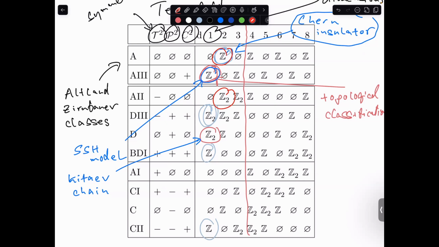And then the other thing we could look at is we could leave the entire tenfold way behind and go to crystalline symmetries and look at something called higher order topological insulators. You decide. Who wants to see the Z2 TI?